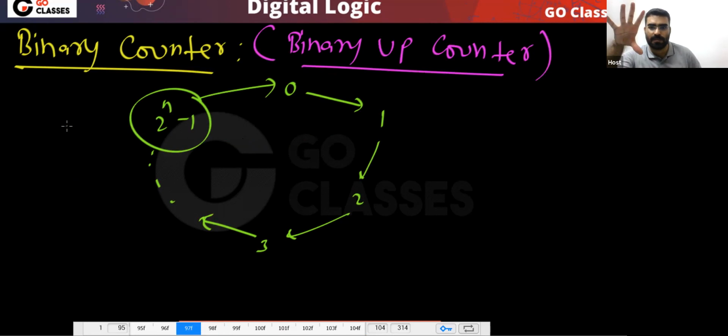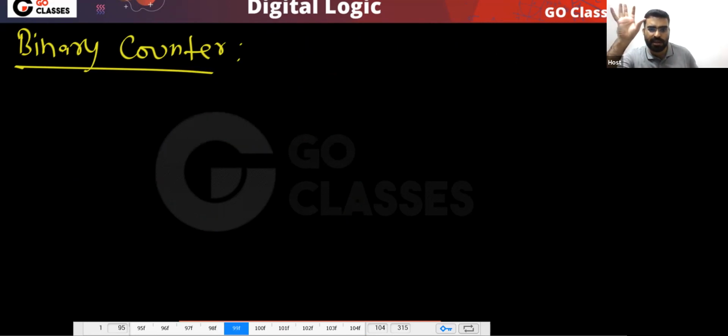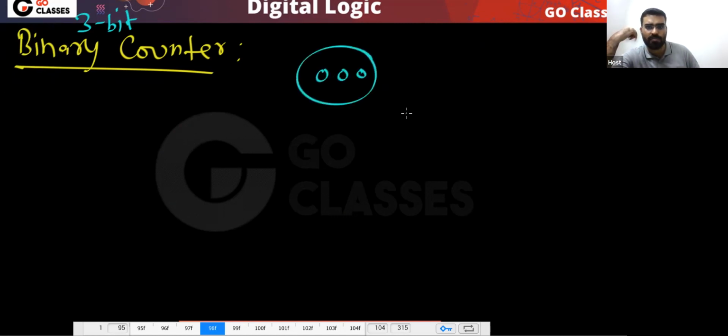Remember, this is the definition of binary counter. For example, if I ask you what a 3-bit binary counter will be, it will be like this. It is a binary counter. It is a 3-bit binary counter.